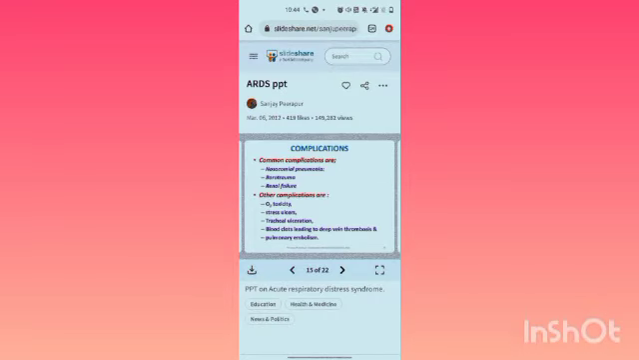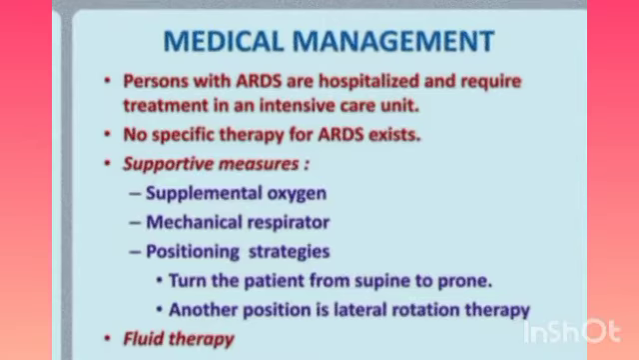So we will move to the next topic, management, which is the most important one. A person with ARDS is hospitalized and requires treatment in the intensive care unit. We always prefer the ICU. No specific therapy for ARDS exists. Supportive measures include supplemental oxygen, mechanical ventilation, and positioning strategies like turning the patient from supine to prone. Another position is lateral rotation therapy, and fluids are managed through fluid therapy.